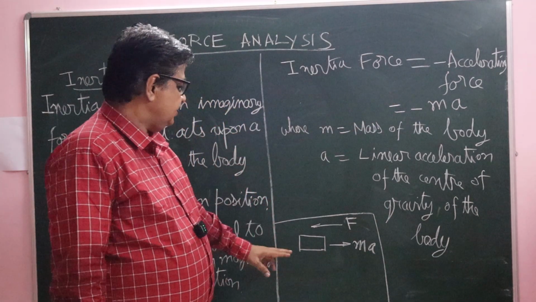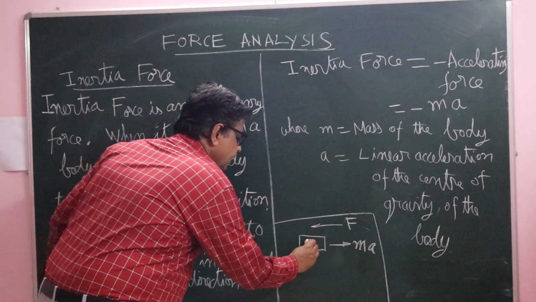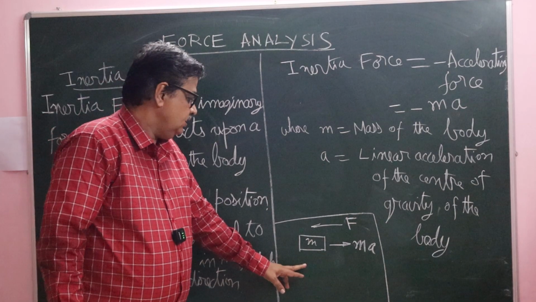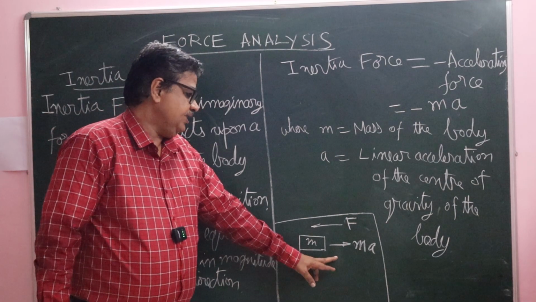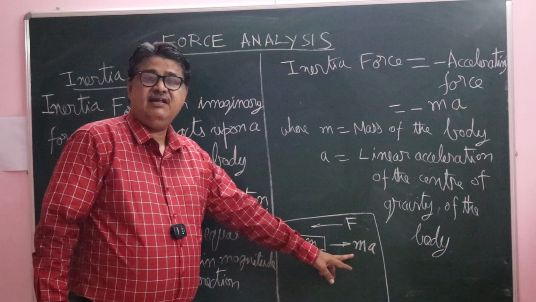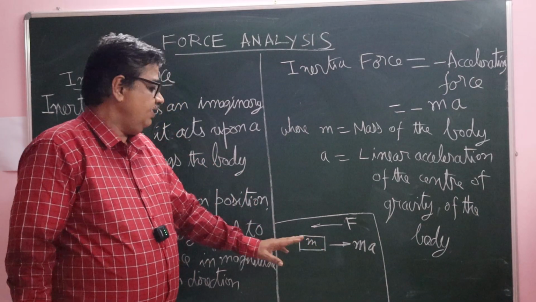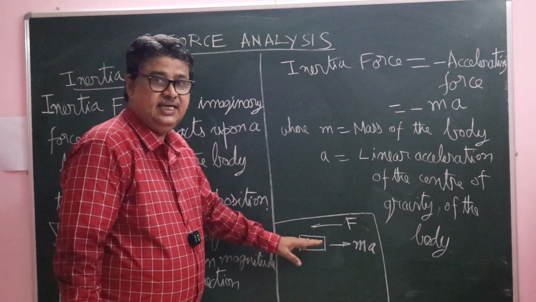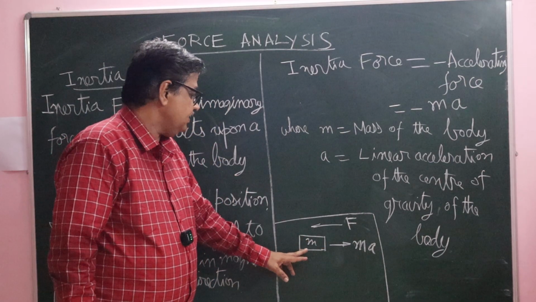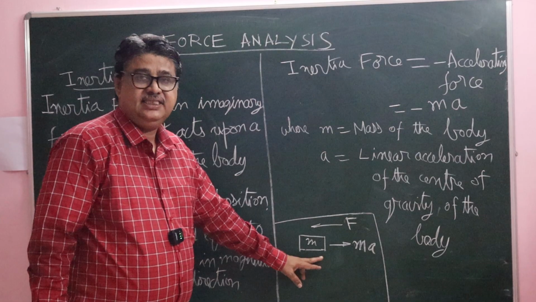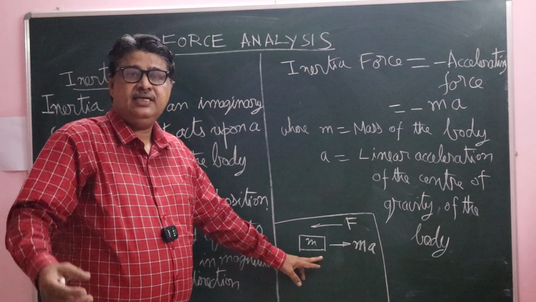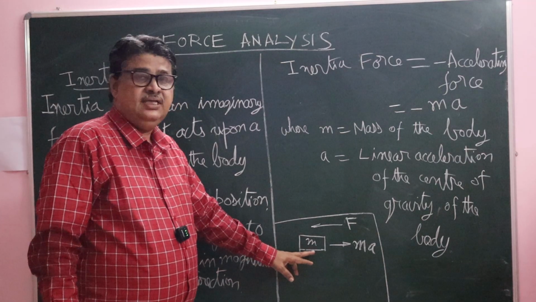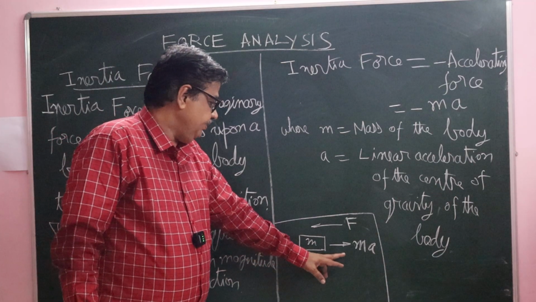Now here you see, this is the body. Consider a body of mass m, moving in this direction. a is the acceleration of the body. Therefore, accelerating force is ma. Accelerating force is the mass of the body multiplied by the acceleration. Let us assume that the body is subjected to acceleration. Accelerating force on the body is ma.